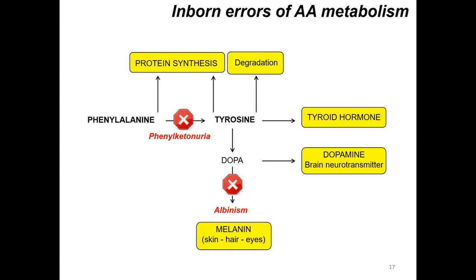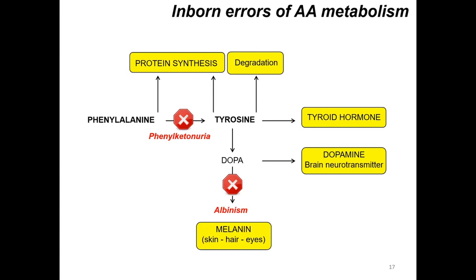But what happens if phenylalanine is not transformed into tyrosine? Well, in this situation, we have phenylketonuria. And the problem here is that phenylalanine is an amino acid we need to produce proteins. However, if we have too much phenylalanine, we need to degrade it, like everything. So the body has to be able to degrade the molecules that aren't needed. And the degradation, the breakdown of phenylalanine goes through tyrosine.